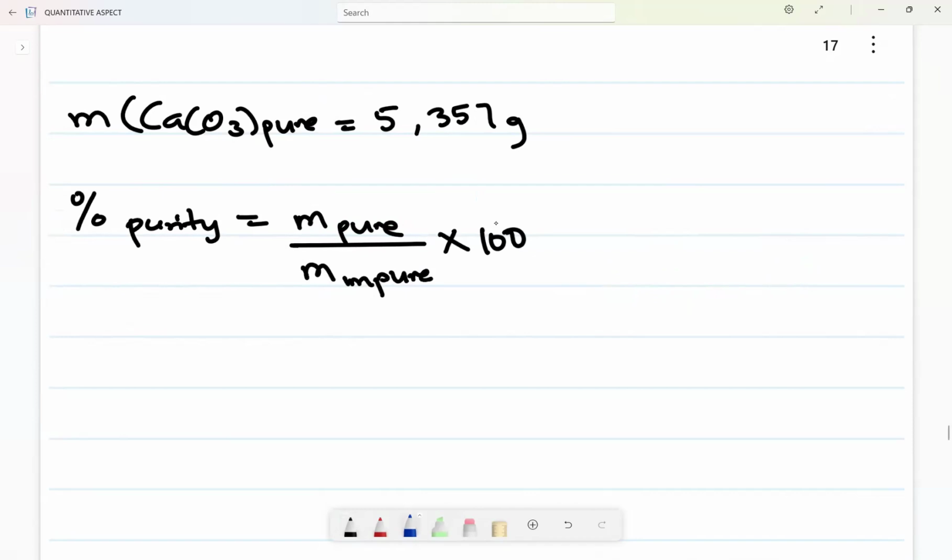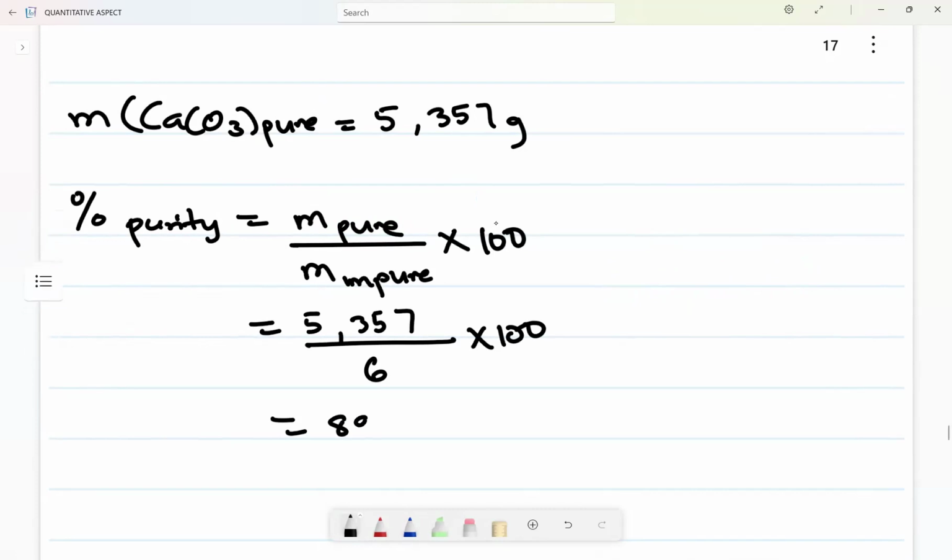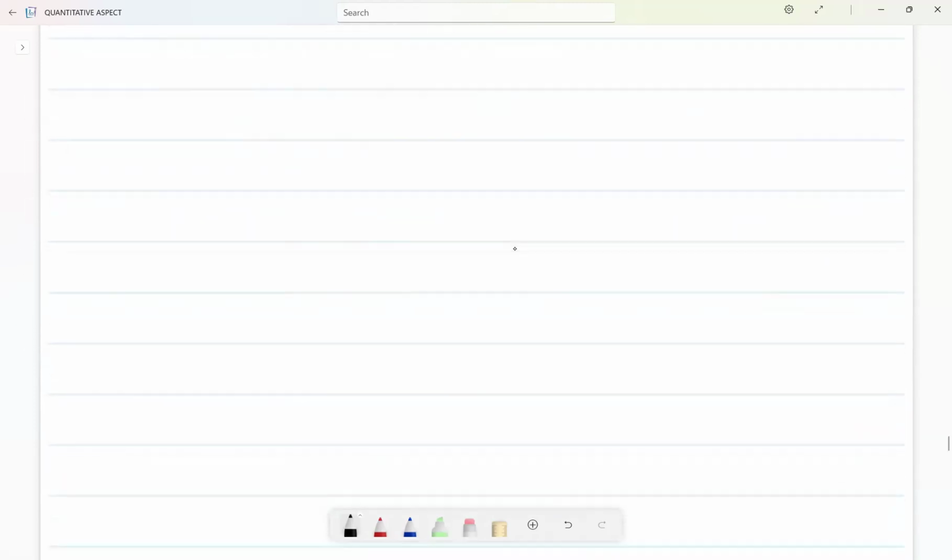Then when I do my mathematics thereof, I get 5.357 divided by what is the mass of the impure? It is 6, multiplied by 100, and then let me see how much do I get as the percentage thereof. I get something like 89.28 percent. This is percentage purity, percent. Can you see how easy it is?